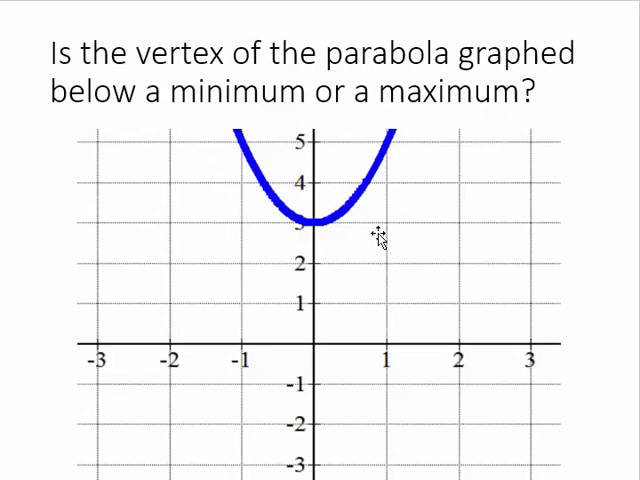So here's an example for you to try. Is the vertex of the parabola graph below a minimum or is it a maximum? Well, we look at it, find the middle of the shape. There's the middle right there. So that's our vertex. And since that lowest point on that U shape is the vertex and it's the lowest point, it is a minimum. Minimum because it's the lowest point on the graph.